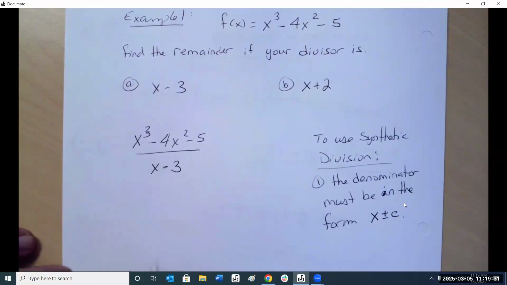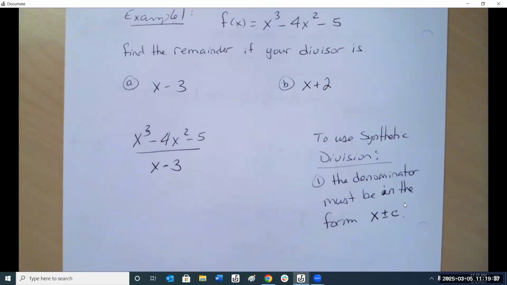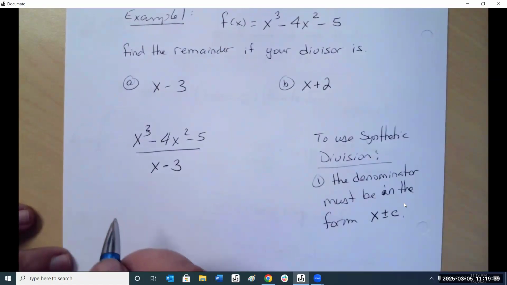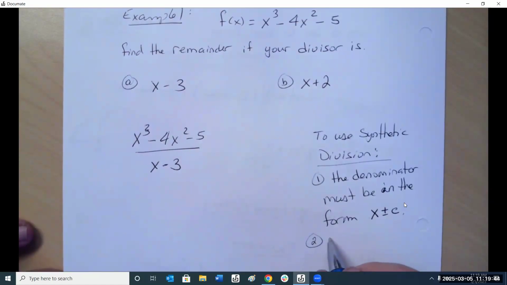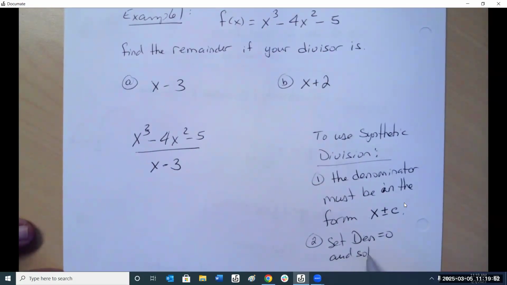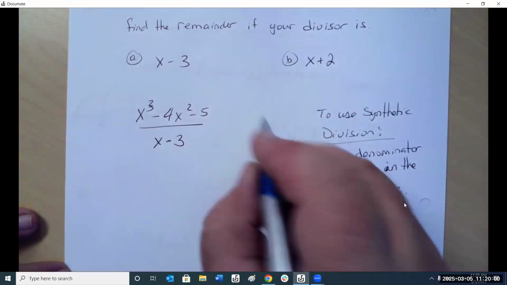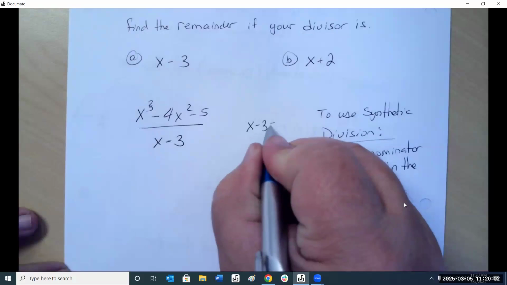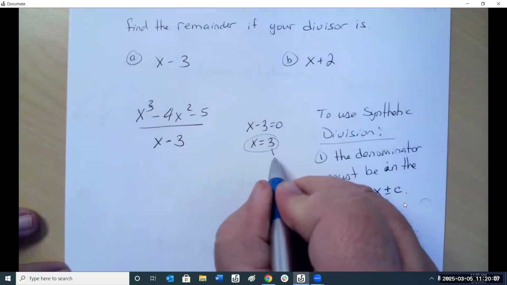And since our denominator here is in that form, we can use synthetic division. Now, the first step, set your denominator equal to 0 and solve for c. So in our case, we have x minus 3, set it equal to 0, x equals 3. So this is my c value.